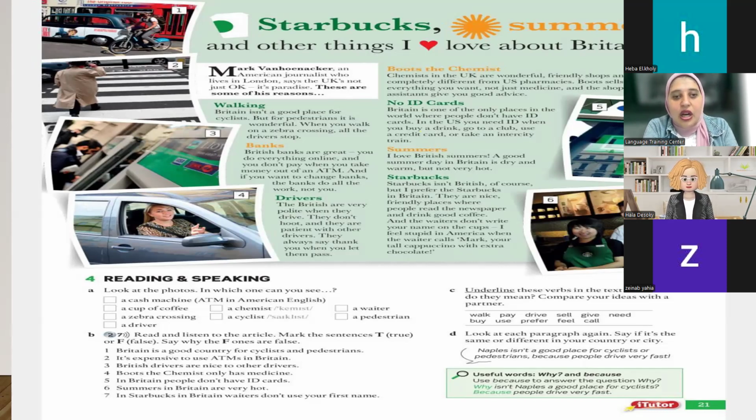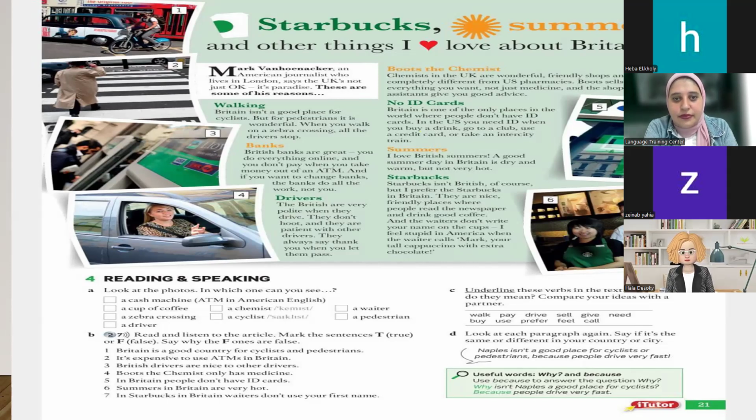Good. Okay, so what about the pre-teaching stage? The first question. It's the pre-teaching stage. It makes sense, as these words are mentioned in the text, right? A cash machine, a cup of coffee, a zebra crossing, a driver. Yes, they are in the passage. So it can work as a pre-teaching vocab. Yes, I agree with that.